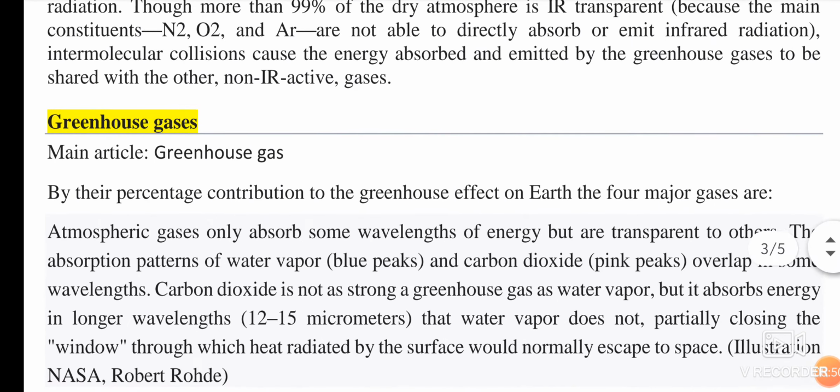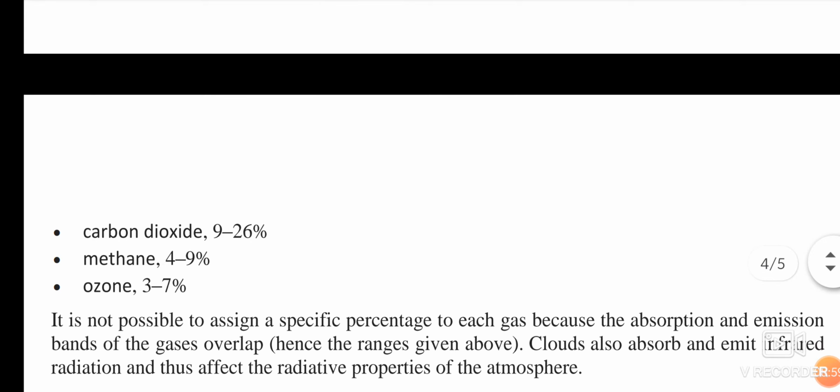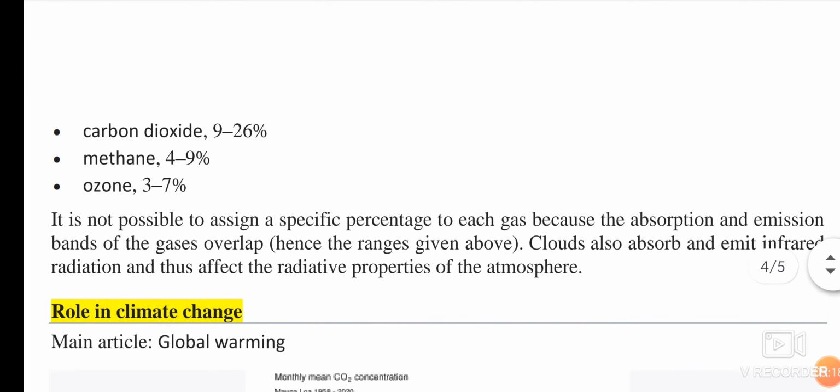Mainly greenhouse gases, water vapors in it 36 to 70%, carbon dioxide in it 9 to 26%, methane 4 to 9%, and ozone 3 to 7%. It is not possible to assign a specific percentage to each gas because the absorption and emission band of the gases overlap. Clouds also absorb and emit infrared radiation and thus affect the radiative properties of the atmosphere.